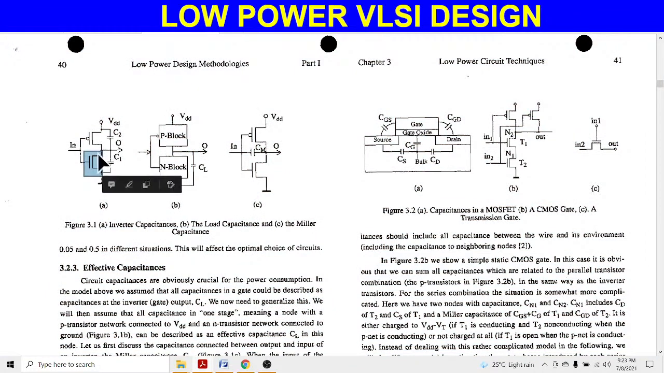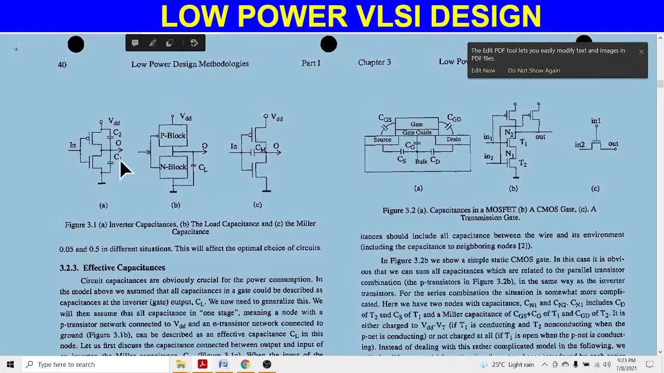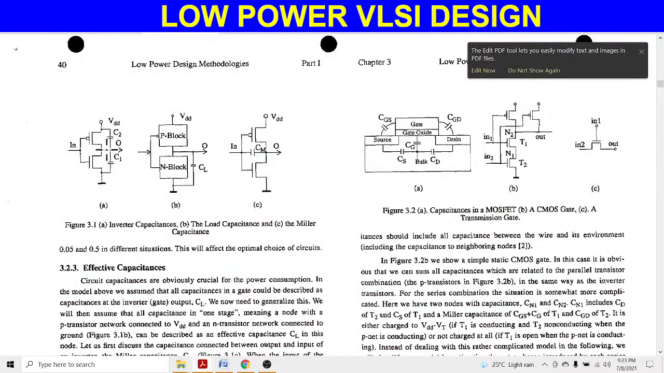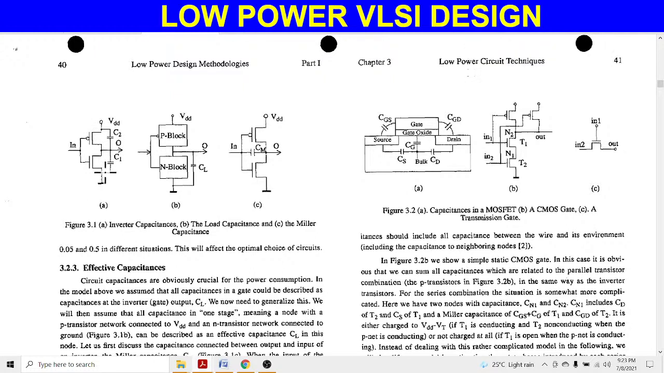Two capacitors are connected here with a common node O. This one is the node O. So two capacitors are connected with the node O. The first capacitor is C1 and the second capacitor is C2. The C2 capacitor is connected with VDD, and the C1 capacitor is connected with the ground.